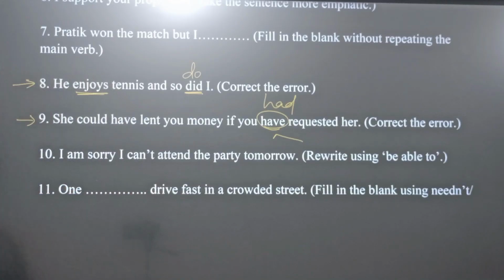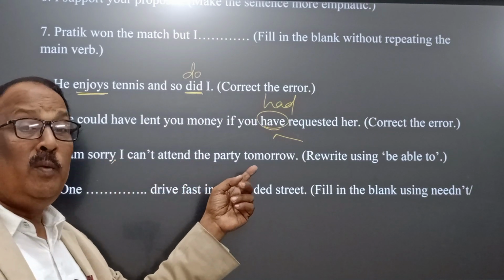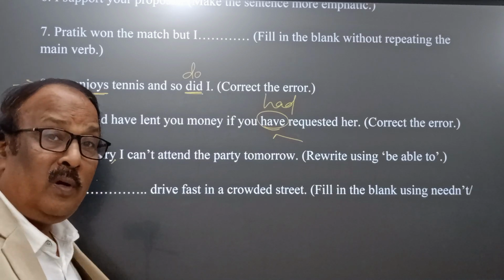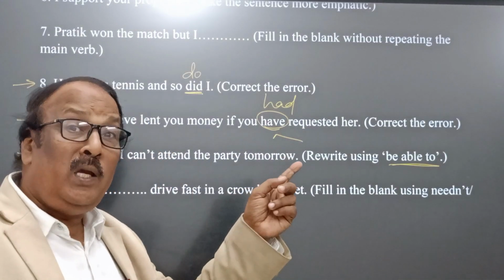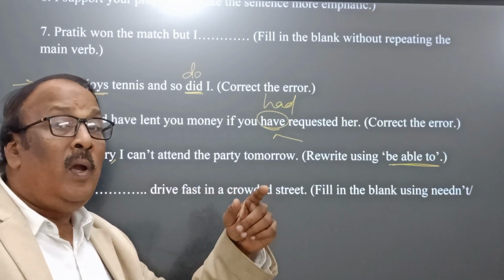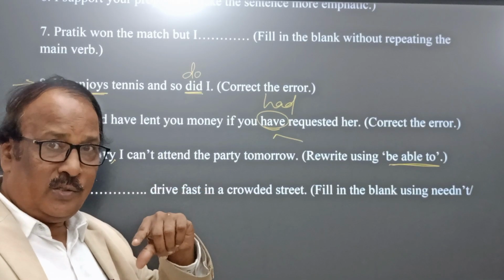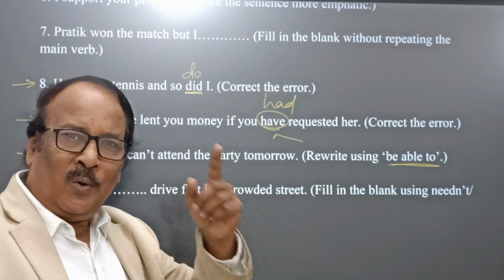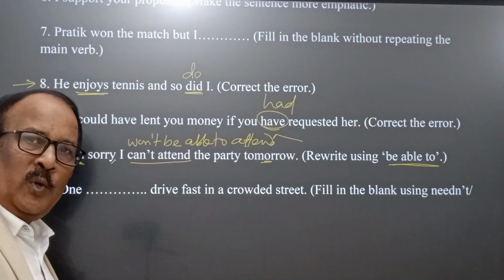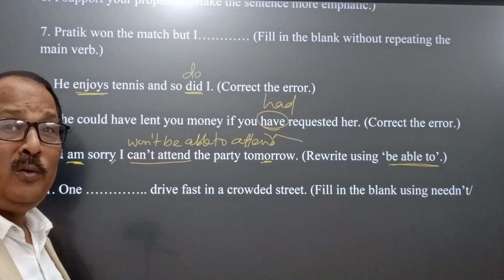Now come to question number 10. I'm sorry, I can't attend the party tomorrow. Rewrite using be able to. Remember, be able to means is, am, are able to plus infinitive, or if it is in past tense then was or were able to. And here, as tomorrow is also future time, I won't be able to attend the party tomorrow.